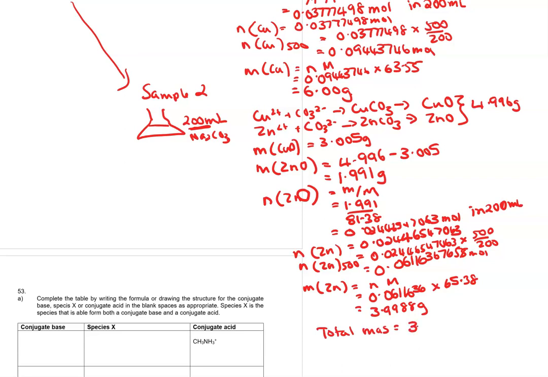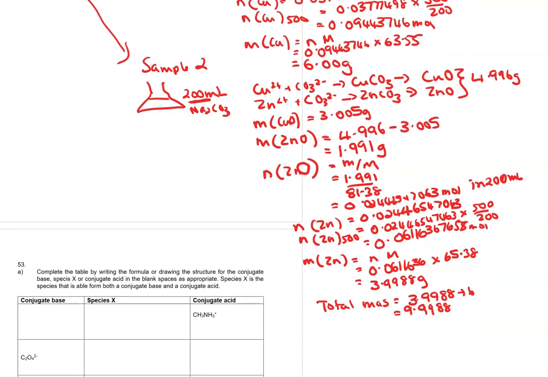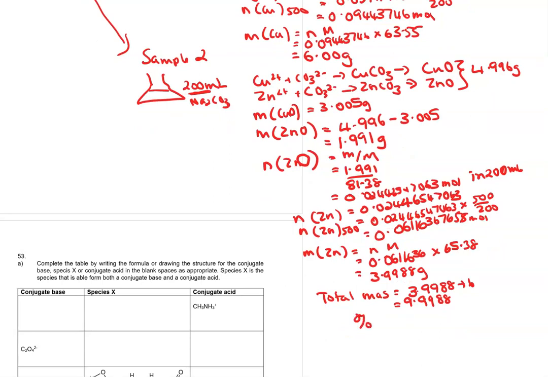Total mass equals 3.9988 plus 6, which is 9.9988. So the percentage of zinc would be equal to 3.9988 over 9.9988 times 100, which comes out to 40.0%.